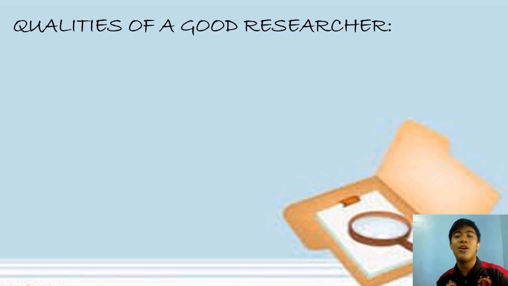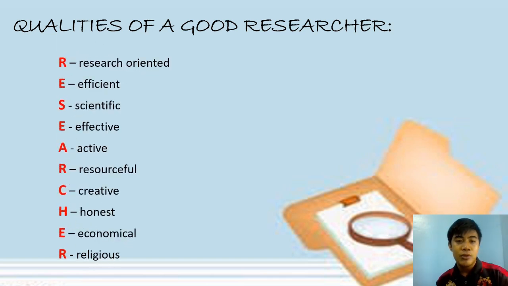What are the qualities of a good researcher? So we have an acronym here, RESEARCHER. A good researcher should be research-oriented, efficient, scientific, effective, active, resourceful, creative, honest, economical, and of course, religious. Now I will ask you different questions answerable by yes or no. Let's assess if you are a good researcher.